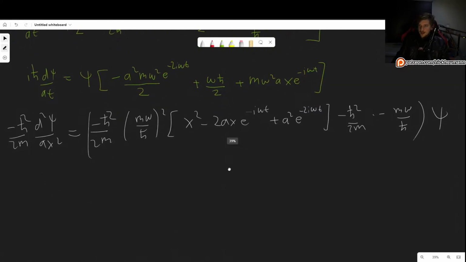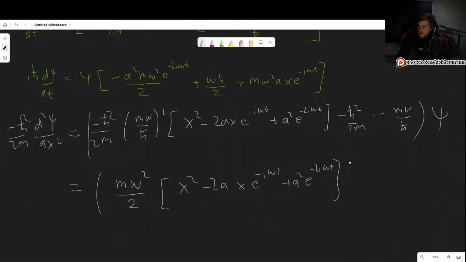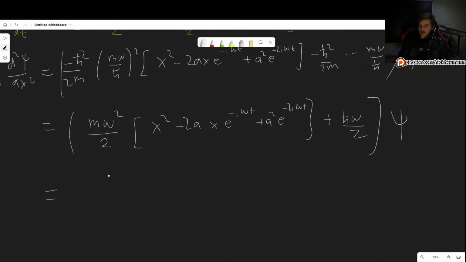Okay, so let's see. Here we can simplify the h bar squareds. We get m omega squared divided by 2. And then we have everything else. So x squared minus 2ax e to the minus i omega t, and so on. And then we have plus h bar omega over 2. Okay, and we can now multiply through this part.